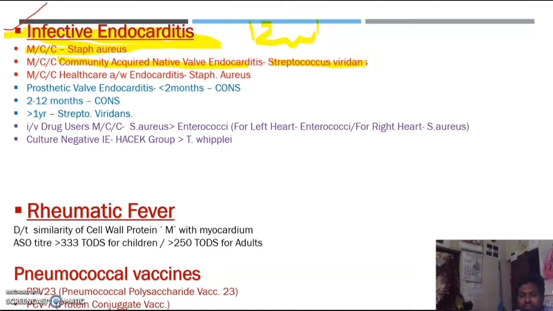Means if it is acquired in a normal environment, and if it is acquired in a healthcare environment, then the most common cause is Staphylococcus aureus. But overall, the most common cause is Staphylococcus aureus. Prosthetic valve endocarditis, these causes are asked.